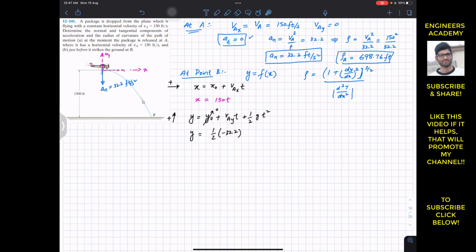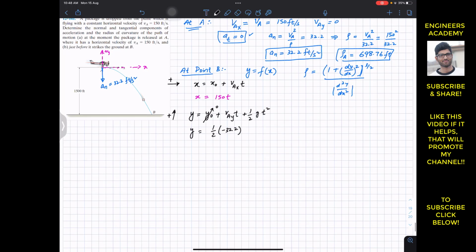Since the positive direction is upward, and the velocity is going to decrease in the upward direction, the acceleration is going to be negative. So g is minus 32.2, and this is into t square. In order to have y as a function of x, we need to eliminate t from this equation, and from the horizontal equation we can say that t is equal to x divided by 150.